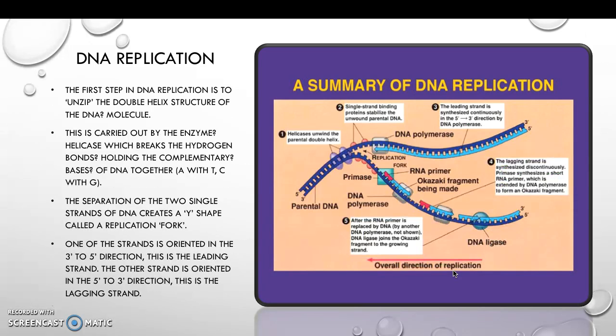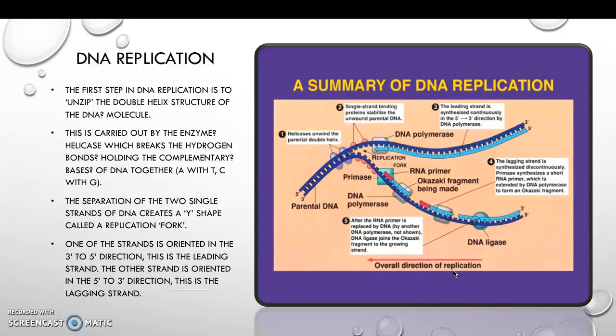DNA replication is the process by which DNA makes a copy of itself during cell division. In molecular biology, DNA replication is the biological process of producing two identical replicas of DNA from one original DNA molecule. This process occurs in all living organisms and is the basis for biological inheritance.